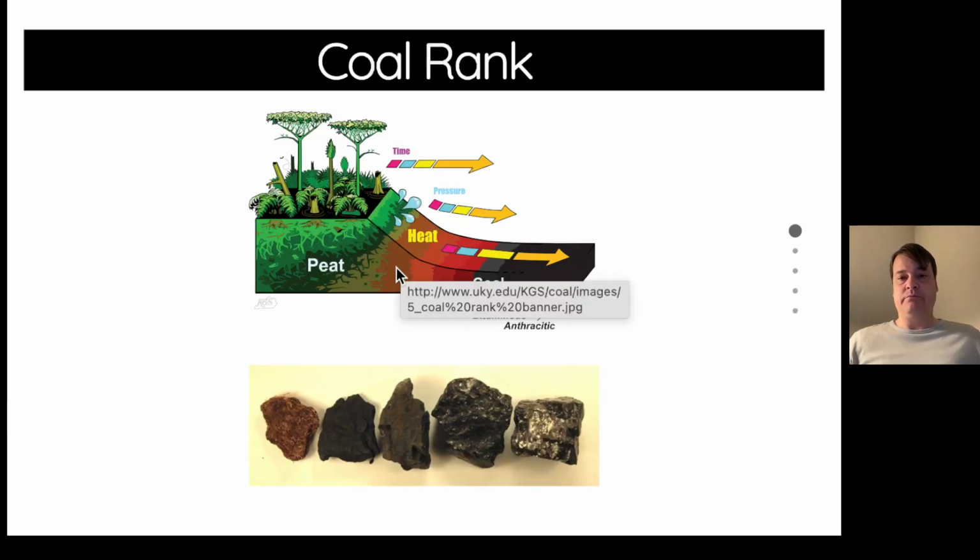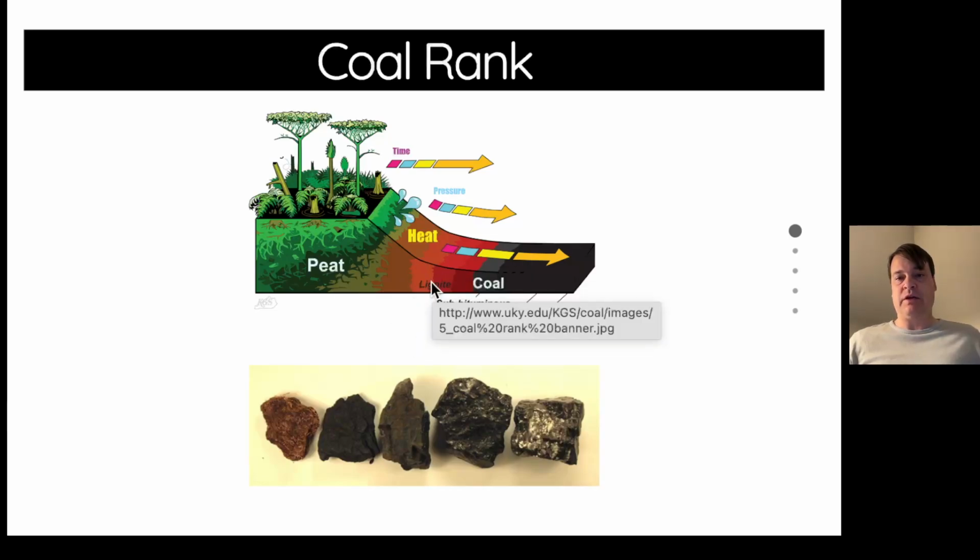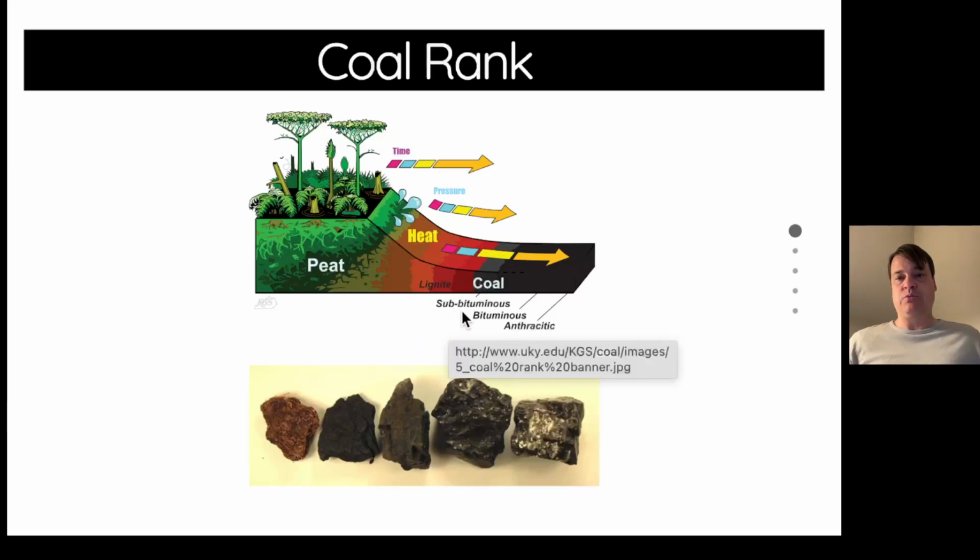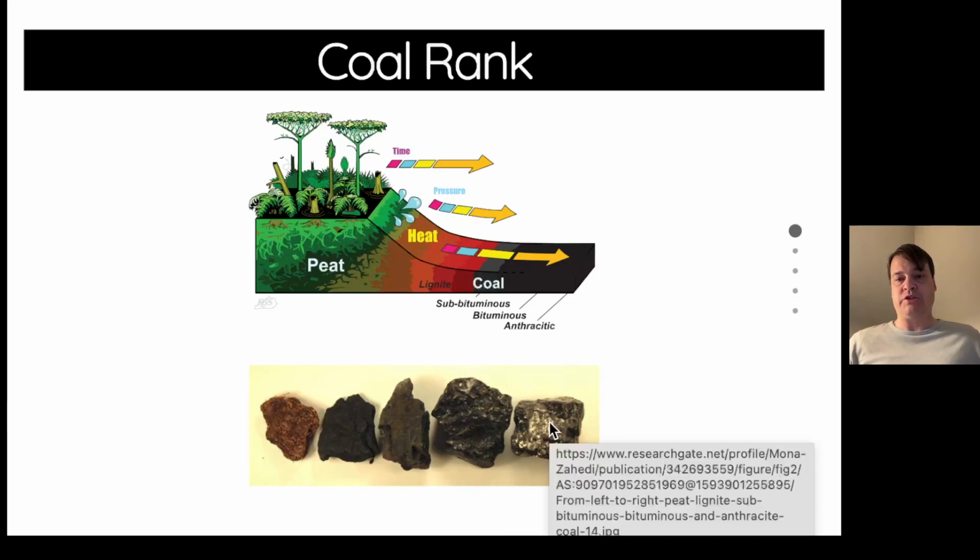So there's nominally 5 types of coal. They're called coal ranks. And early coal, young coal, is called peat. And then through heat and pressure, that gets converted to lignite. And then subbituminous coal, bituminous, and anthracite. And you can see pictures here. And as the process continues, you get more and more carbonization.